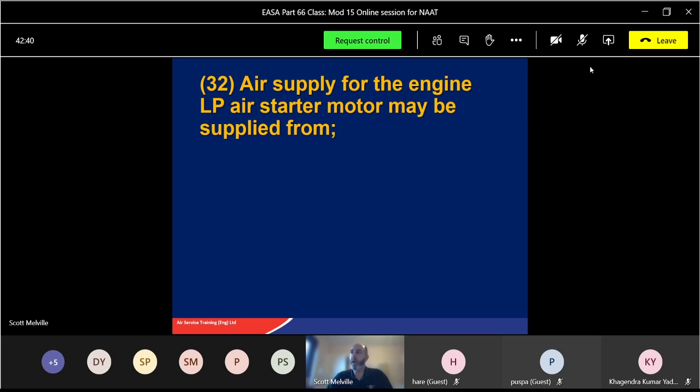Okay, 32. Air supply for the engine LP air starter motor can be supplied from, again, I did this one earlier. So where can we get some air for the air starter? APU, ground. Ground, yeah. And also another engine, yeah, another engine, good. That section up there is an APU via a pressure regulating valve. The regulating valve makes sure we don't have too much pressure of air going in, which could potentially cause damage. So we're regulated through a pressure valve to make sure we get the right pressure of air through there.